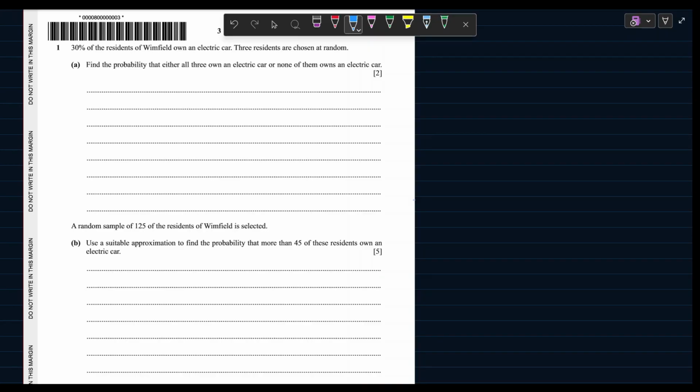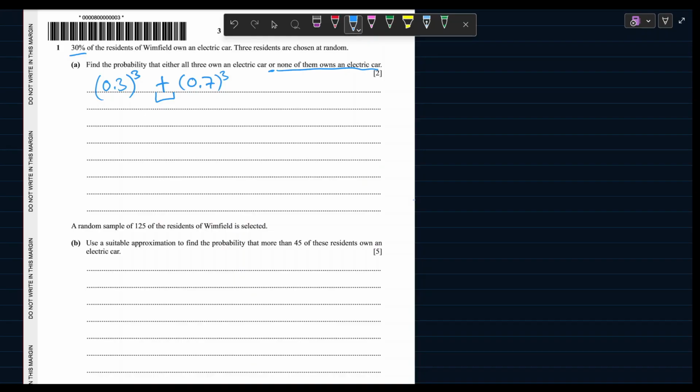So the probability of one person owning an electric car would be 0.3, right? 30%. But now we've got 3 of them. So the probability of 3 people owning an electric car is 0.3 cubed. Or none of them owns an electric car. So the probability of one person not owning an electric car is 0.7. And then if it's 3 of them that do not own an electric car, then that's going to be cubed. And we are adding because they have said or. If they had said and, we would have multiplied our 2 probabilities.